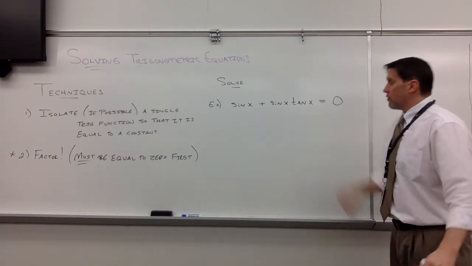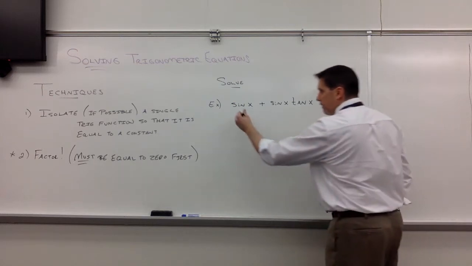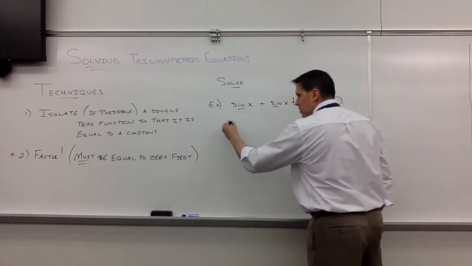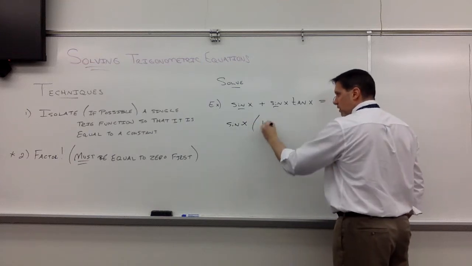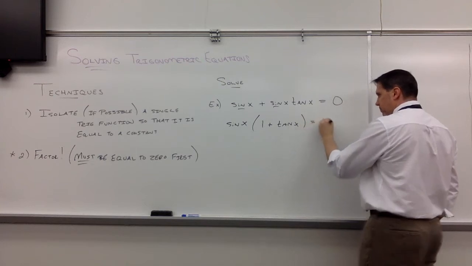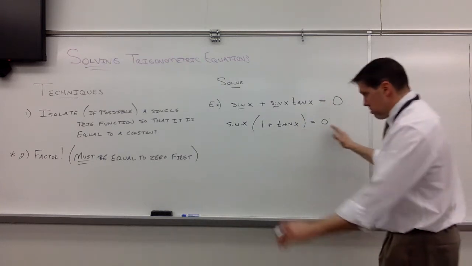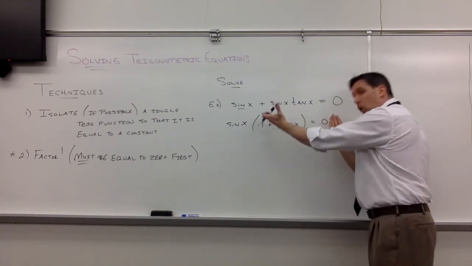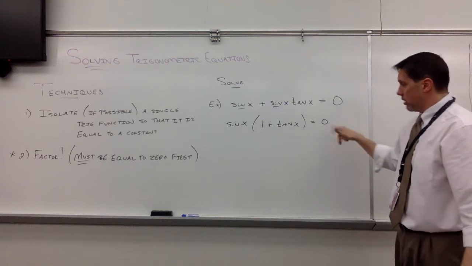If you look at the left side here, sine of x plus sine of x tan of x, we notice the GCF is sine of x. So we're simply going to factor out the sine of x. That would leave us with 1 plus tangent of x equals 0. Now, when you factor a quadratic equation, this is not quadratic, but when you factor a quadratic equation, you would set each factor equal to 0.